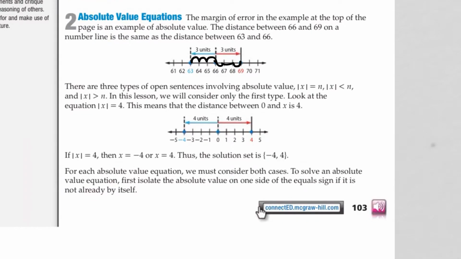So that's what's going to happen in the absolute values. I'm going to end up getting 2 solutions. You have to get 2 answers now. And that's the only difference.